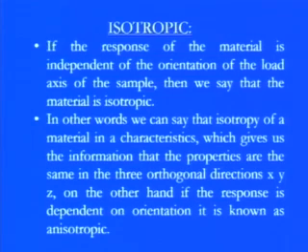Or in other words, the isotropy of a material is a characteristic which gives us the information that the properties are the same in all 3 orthogonal, or mutually perpendicular, directions x, y, z. If the response is dependent on the orientation, it is just the reverse, that is anisotropy. An isotropic material is one where, if you put any kind of load in any direction at any angle, the material properties are the same, independent of the orientation of the load application on the element. This material is known as isotropic.